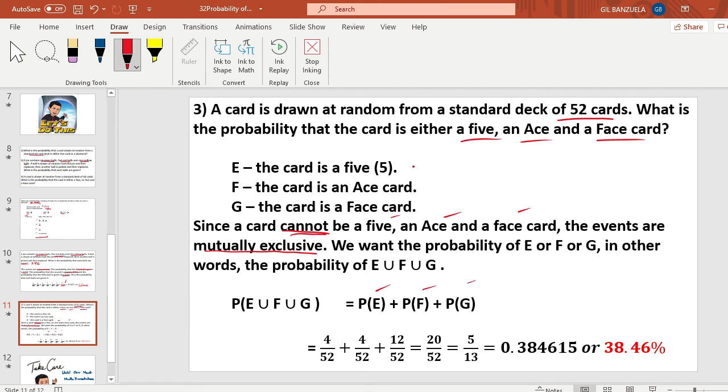Of course there are 4 fives out of 52, 4 aces out of 52, and 12 face cards out of 52. Getting the sum, we arrive at 20 over 52. Then getting the lowest term, we have 5 over 13, and pressing your calculator, we arrive at 0.384615, or simply 38.46%. So therefore, the probability that a card drawn at random from the standard deck of 52 cards is either a 5, an ace, or a face card is 38.46%.